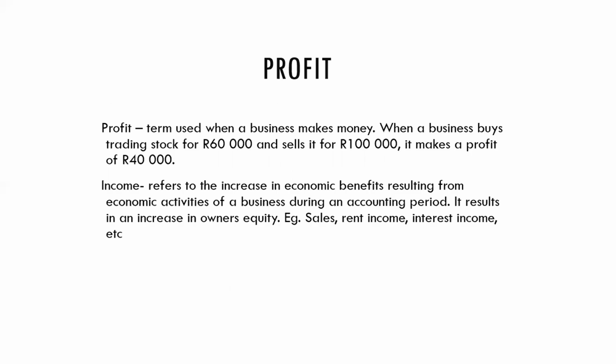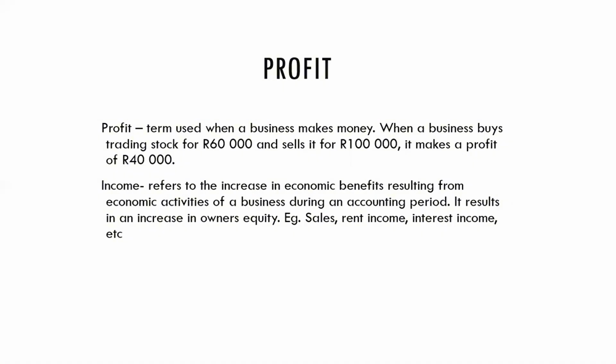Okay, so income, what is income? Income refers to the increase in economic benefits resulting from economic activities of a business during an accounting period. It results in an increase in owner's equity. So remember, owner's equity is the worth of your business. So if your income is increasing, the worth of your business is increasing. Examples of income accounts: sales, right? When you sell goods, you receive money, that's sales. The selling price in this example was 100,000, so your sales would have increased by 100,000.